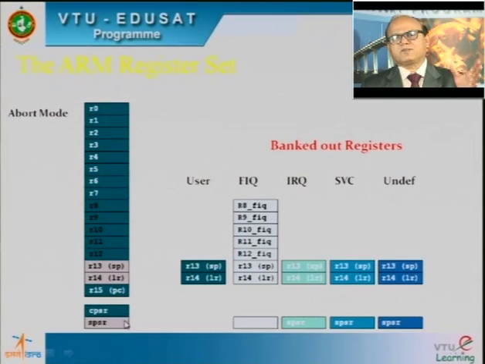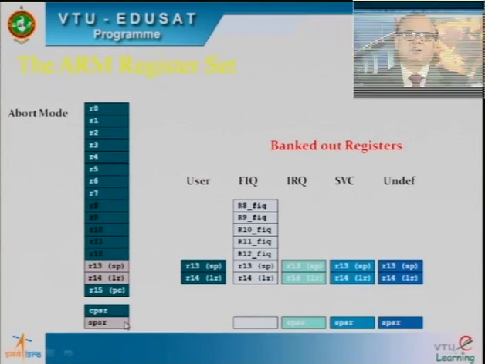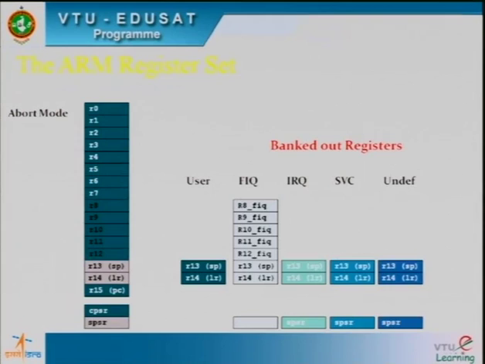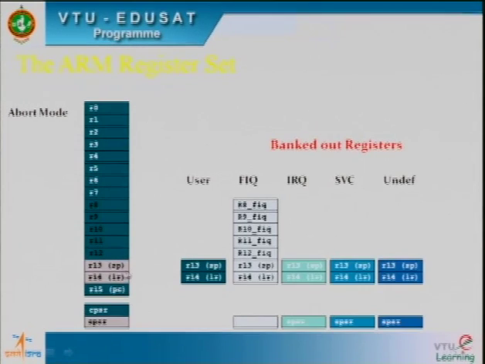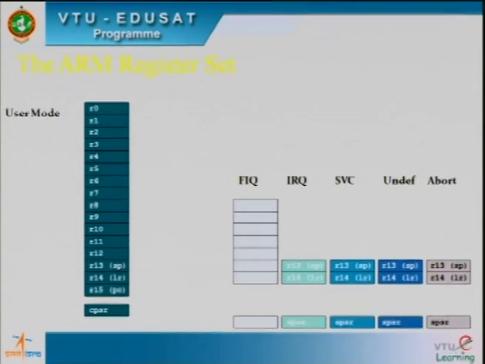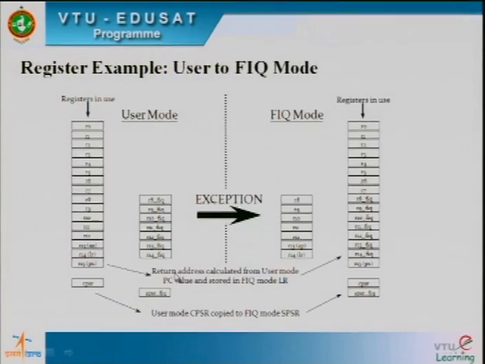So in every mode of processor execution, 16 registers are available, but some of the registers are dedicated registers of that particular mode. That is what we need to note here. So this is the complete register banks available.